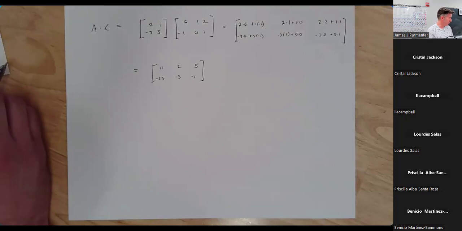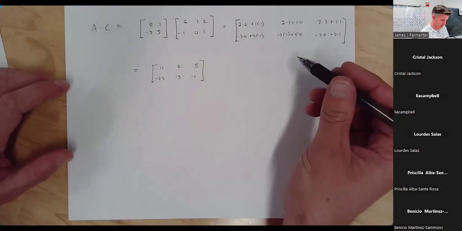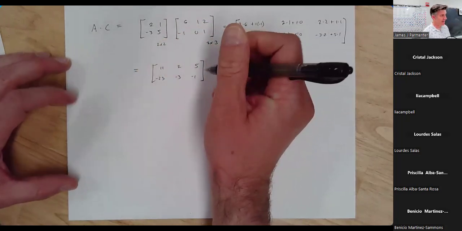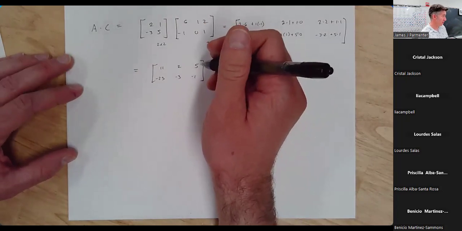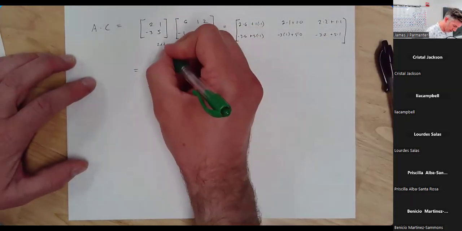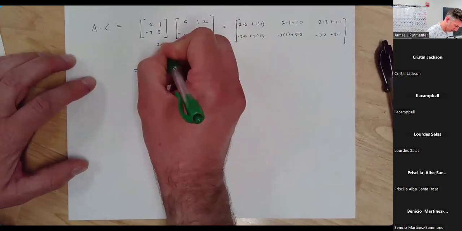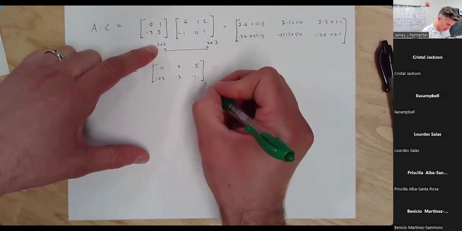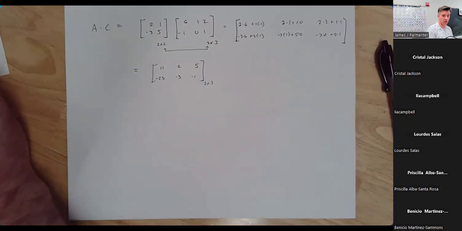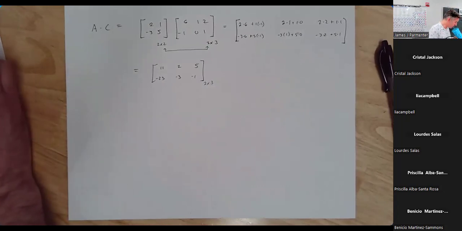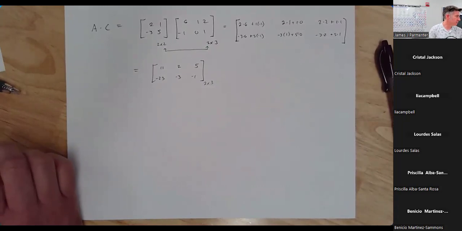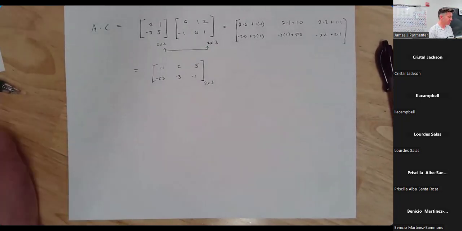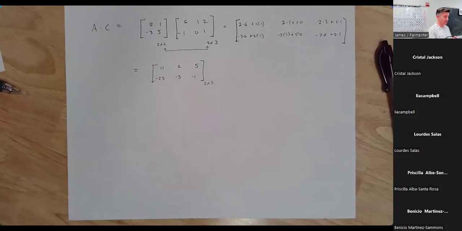Also of note is that when you multiply two matrices together, the inner dimensions have to match, and the outer dimensions are the dimensions of your resulting product. Here, the inner dimensions match. We have a 2 by 2 multiplied by a 2 by 3, and the outer dimensions are the dimensions of your resulting product. That is always true. Right, exactly. We couldn't do C times A, but we could do A times C.